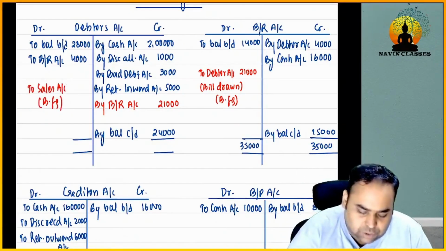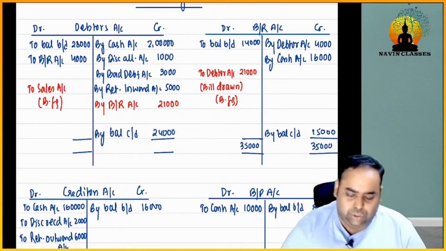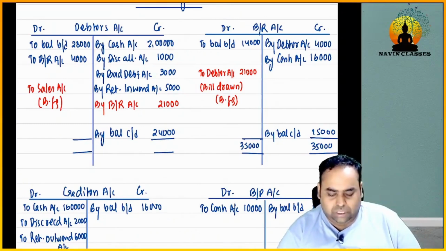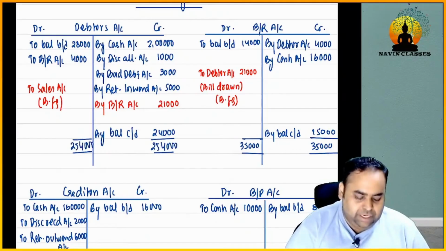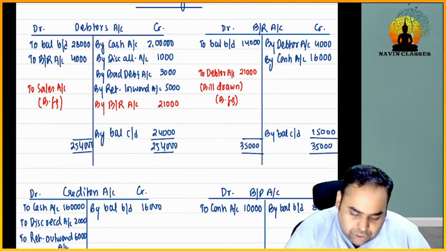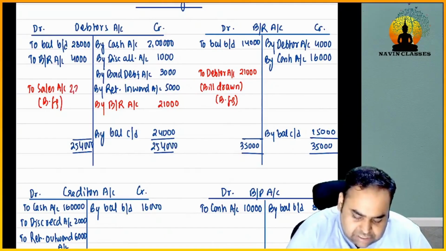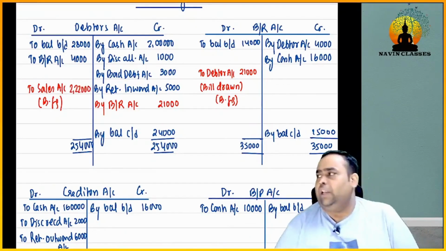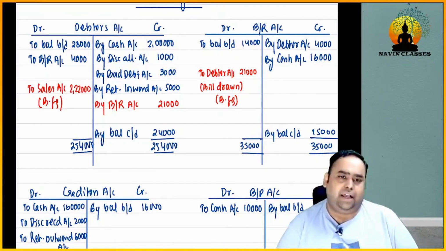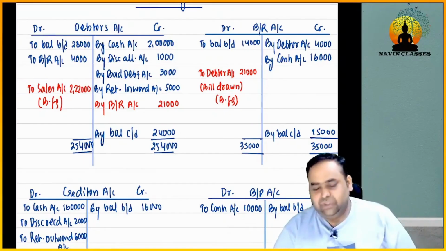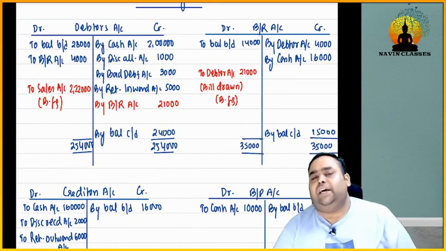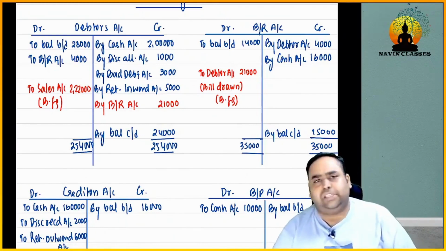So the total on the credit side would be 2 lakh plus 1,000 plus 3,000 plus 5,000 plus 21 plus 24, 254. It's 254. Minus 28 minus 4. The credit sales that we are getting is 2,22,000. The credit sales is how much? 2,22,000. We needed this to calculate the total sales. If we add credit sales and cash sales, we will get total sales.